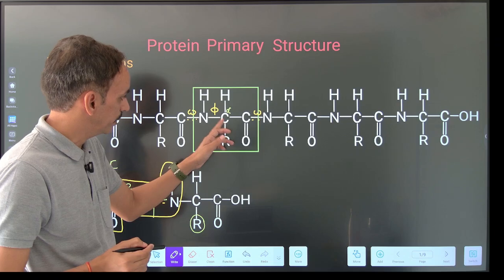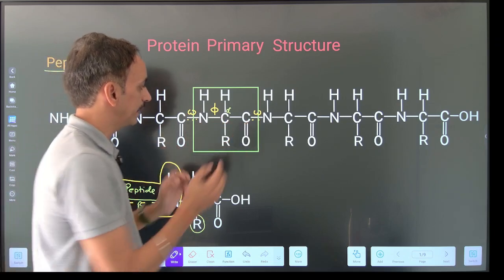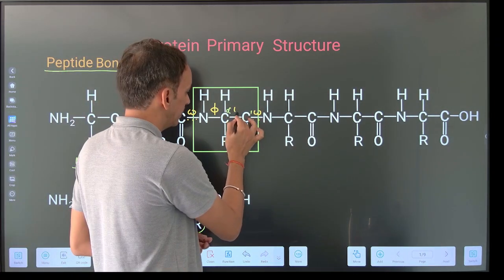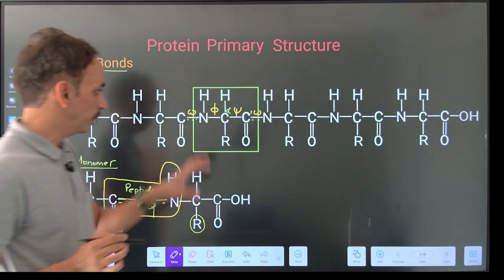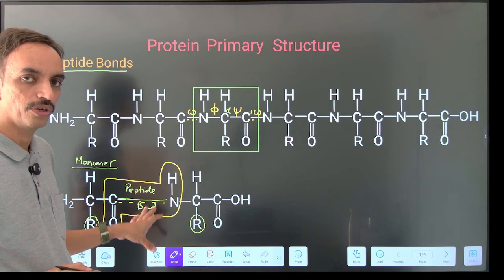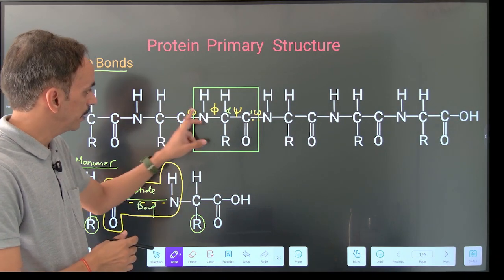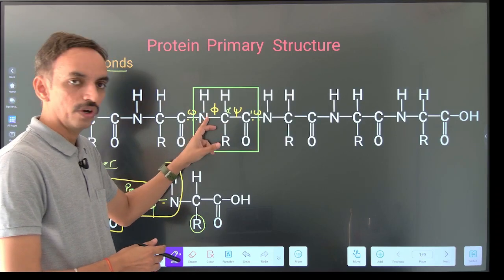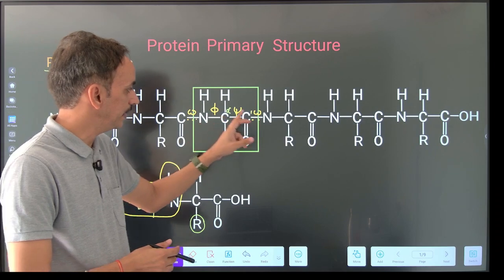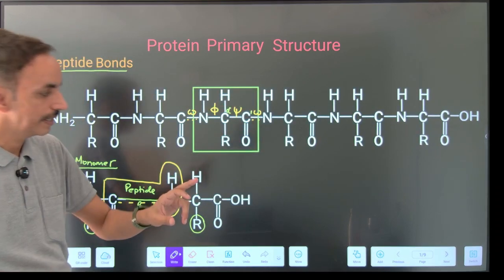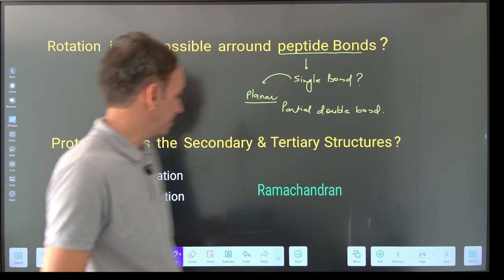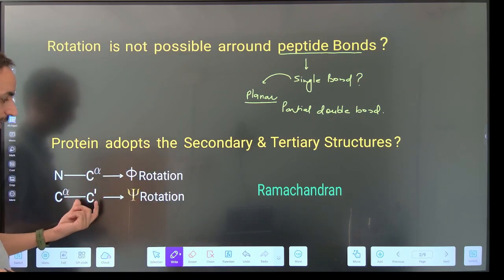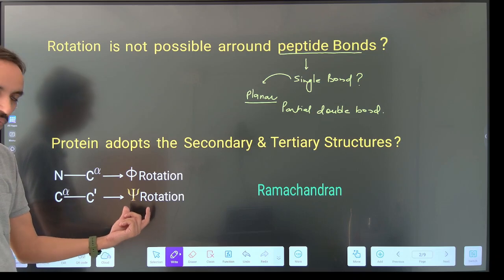Another rotation which is possible is between the C alpha and C prime, and this rotation is known as the psi rotation. So the rotation is not possible around the peptide bond due to the partial double bond characters, but the rotation is possible around the N-C alpha, that is called the phi bond, and the C alpha and C prime, that is called the psi bond. So the rotation around the N and C alpha is called the phi rotation, and around C alpha and C prime is called the psi rotation.